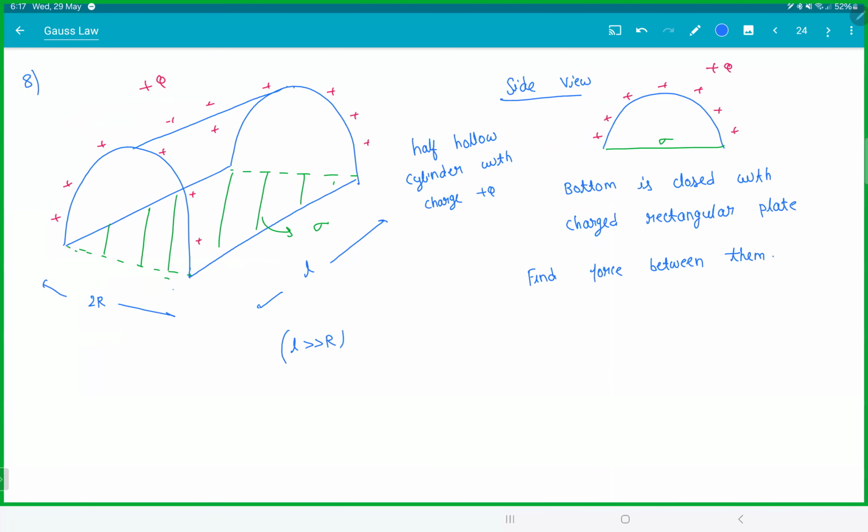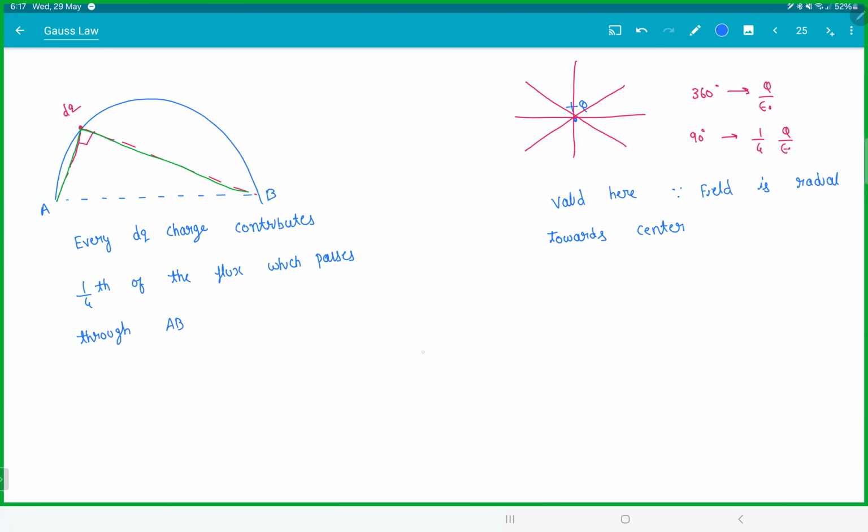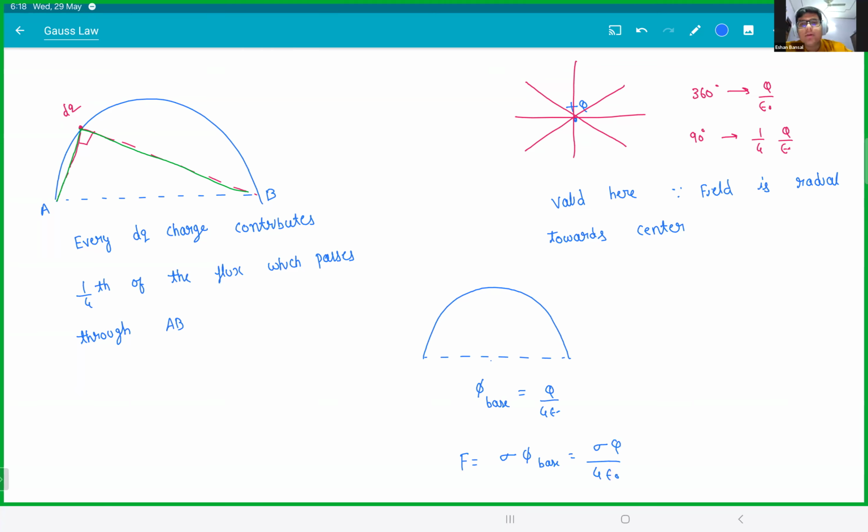So what is the flux between them then? The flux passing through the base will be q by 4 epsilon. What is the force between them? Charge q, sigma into flux. Done, right? Sigma q by 4 epsilon. So how is it q by 4 epsilon naught?